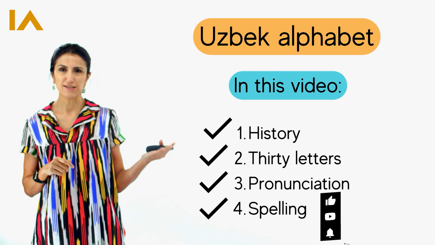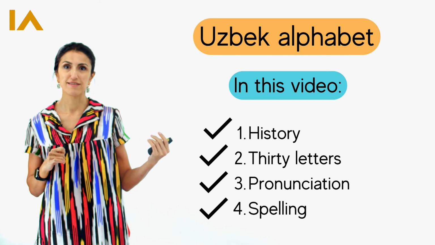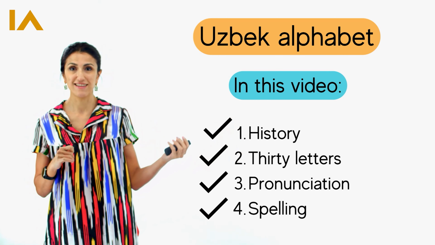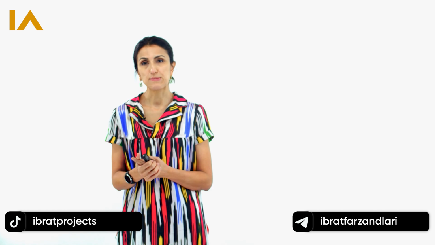So we just touched base on the history of the Uzbek alphabet. We talked about 30 symbols, not letters. We talked about pronunciation, spelling. So we are almost done. In this video, we looked at the history of the Uzbek alphabet for the last century. We looked at the letters themselves, the alphabet itself. We touched base on pronunciation and spelling.